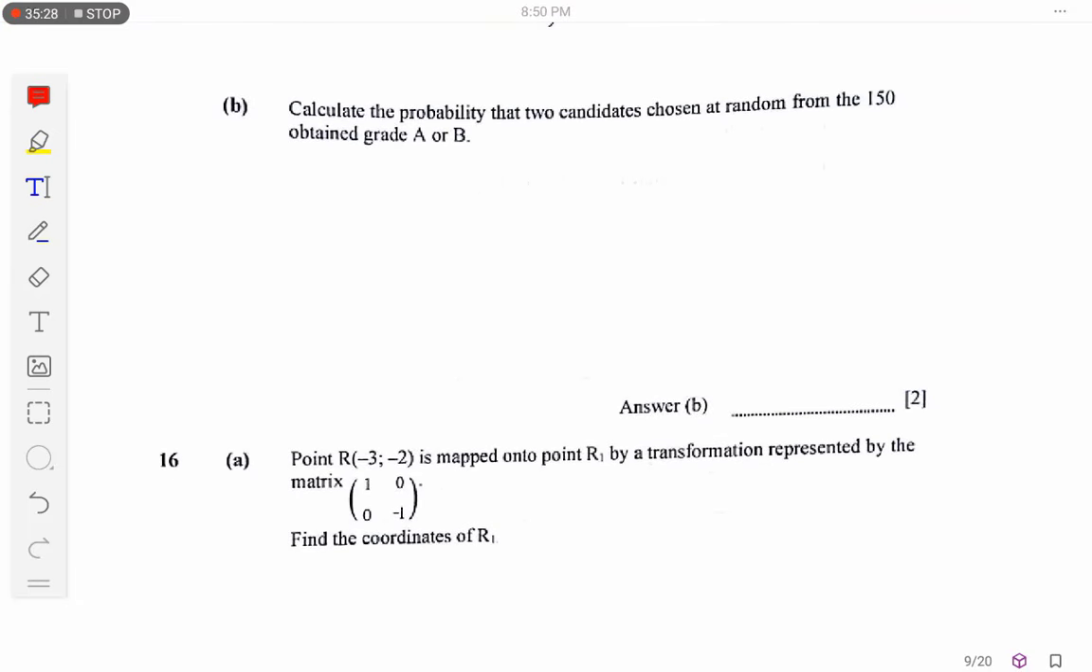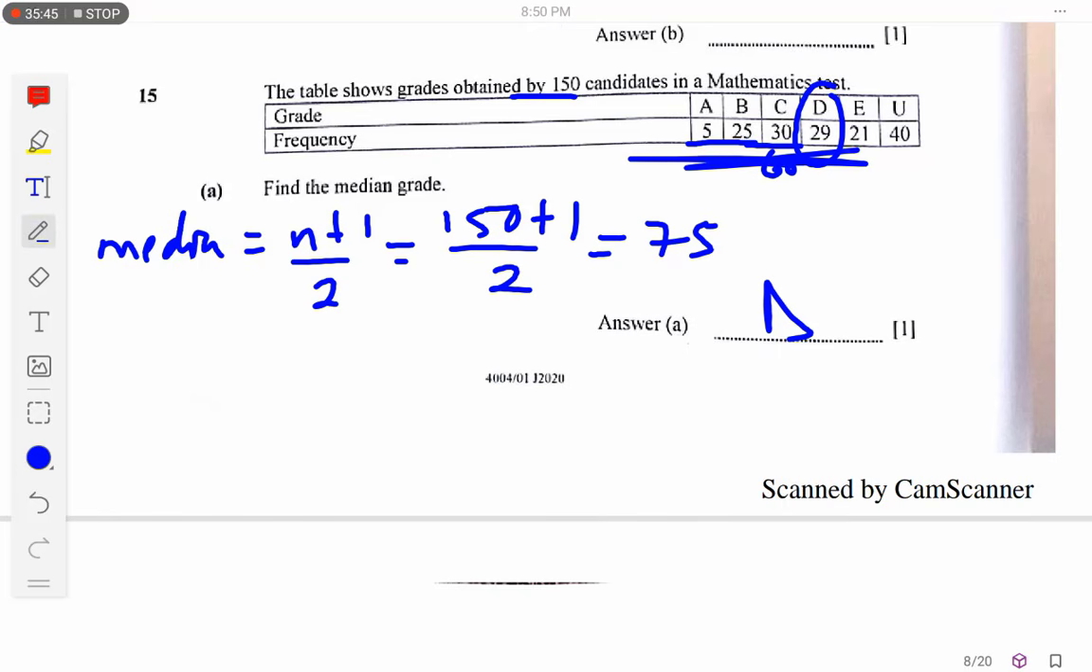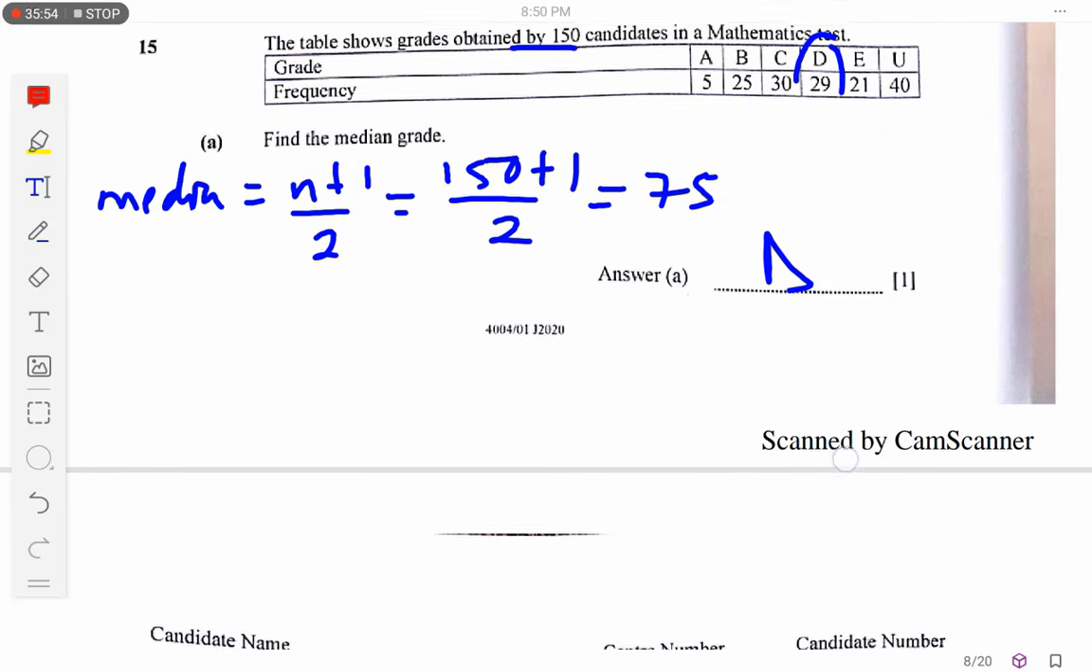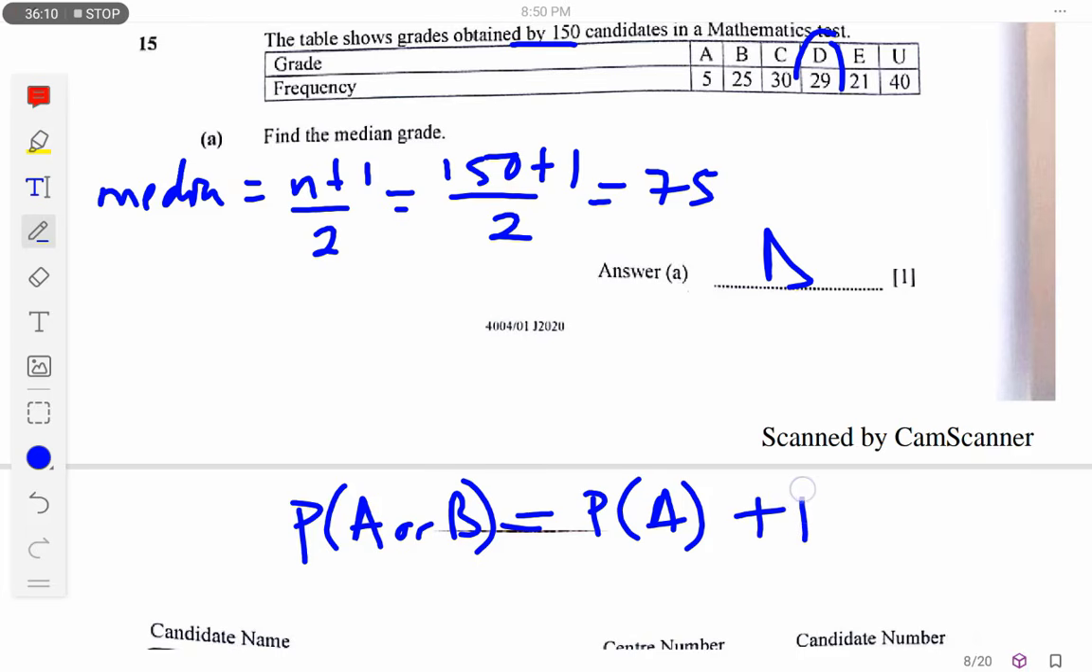It's saying find the probability that two candidates chosen at random from the 150 obtained grade A or B. So we are going to take grade A. Our grade A has 5, our grade B has 25. So we can say the probability of A or B is going to be equal to the probability of A plus the probability of B.